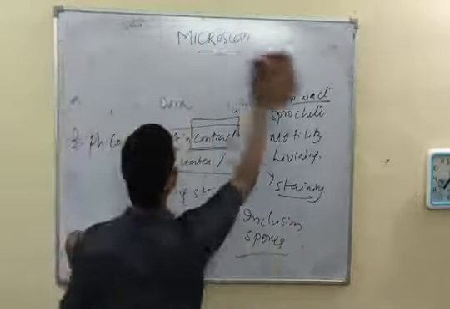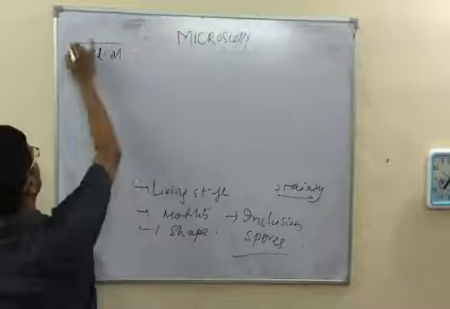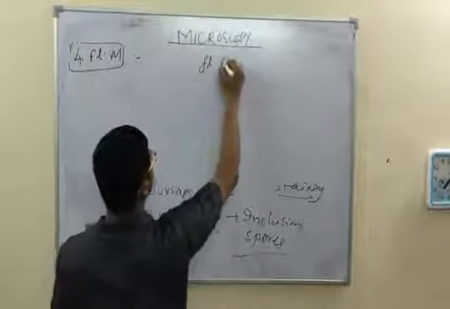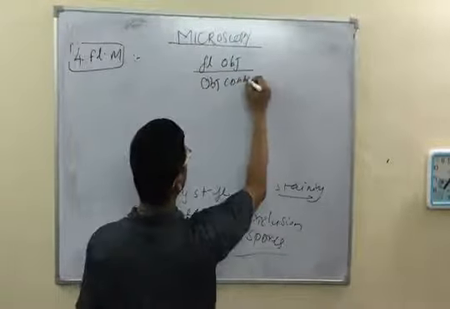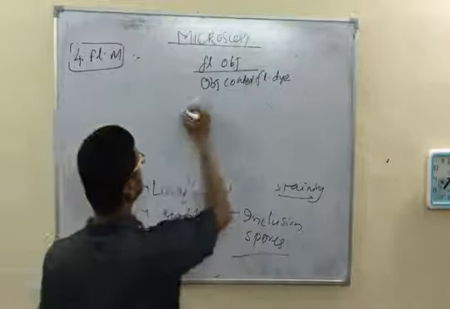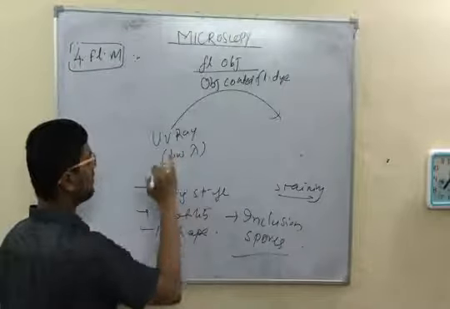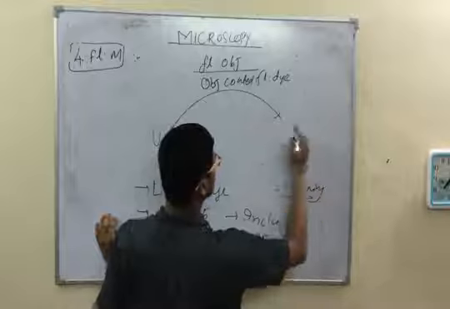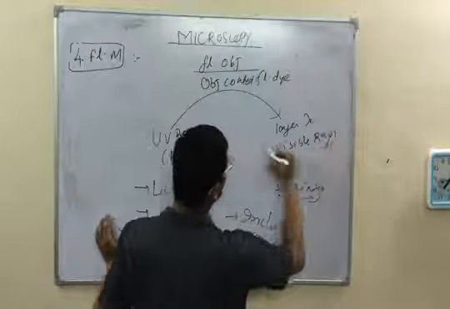Fine. Then coming to fluorescent microscope. They say that any fluorescent object or any object coated by fluorescent dye, if you subject it to ultraviolet rays of low wavelength, when it focuses on the fluorescent objects, then it gets converted to longer wavelength of visible rays so that you can visualize the object.